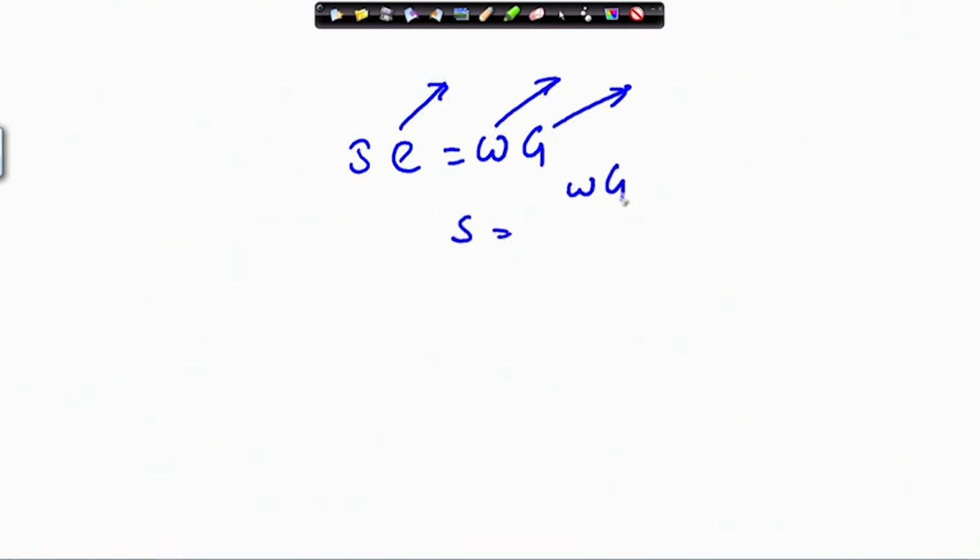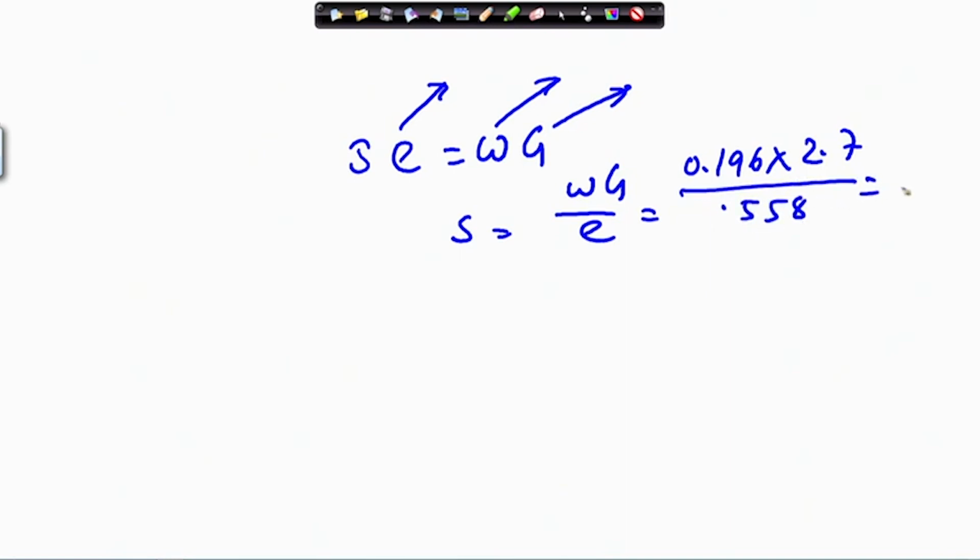The fourth part was what is the degree of saturation at compacted site, and for degree of saturation we know the equation, that is S into E equal to W into G, and you know the water content, you know this 2.7, you know the E, then you will get S equal to WG by E. So that gives you all values, if you put 0.196 into 2.7 divided by E is 0.558, it gives you 94.8%.